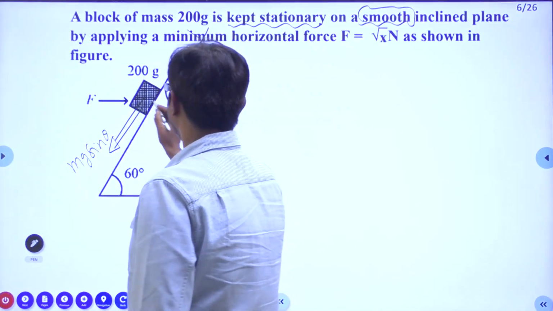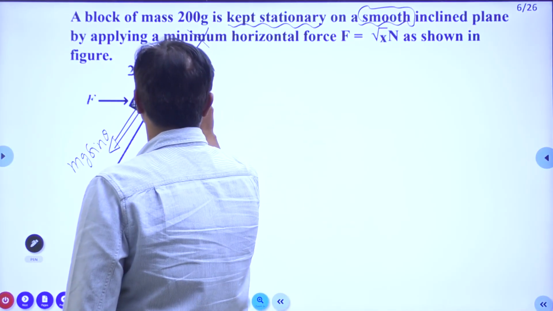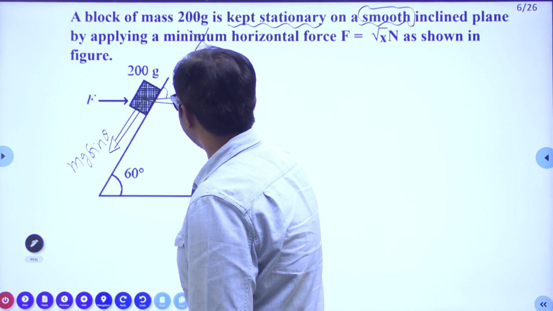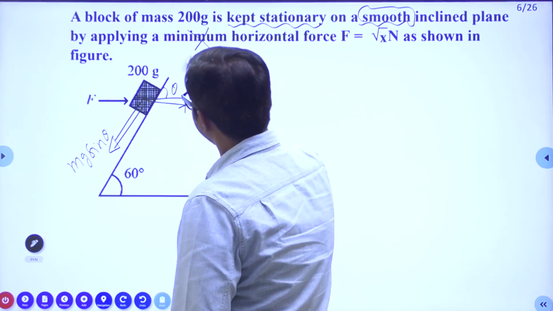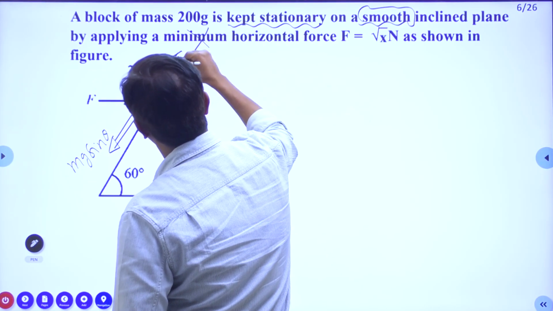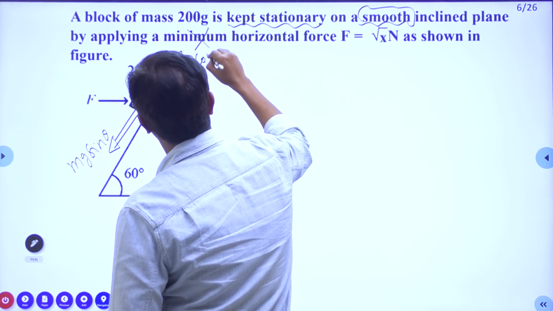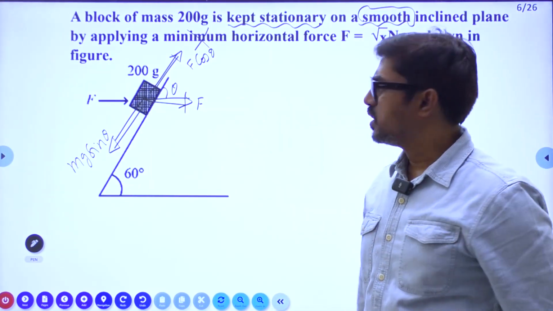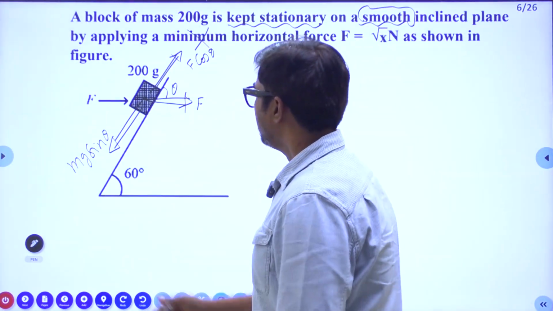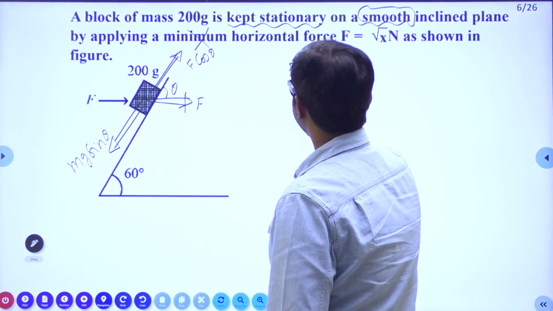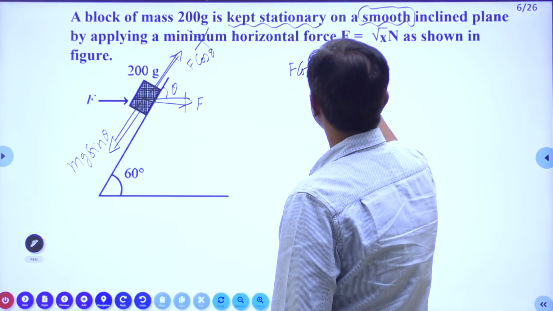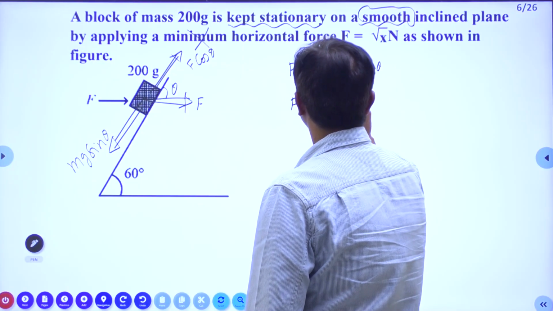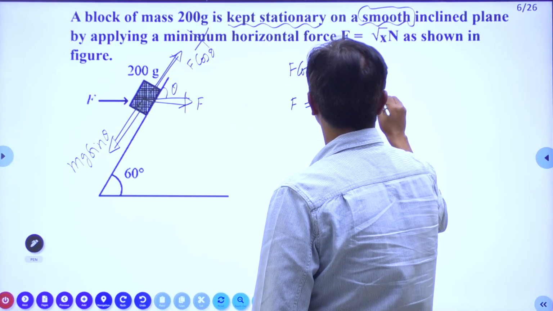Who is balancing it? You have the applied force in this direction. I'm just taking the line of action pushed this way. If this is theta, this will also be theta. Then the F component along the incline is going to be the adjacent side, so it will become F cos theta. F sin theta and the normal reaction will balance each other. Don't worry about it. Along the incline, only two forces are there: F cos theta must be equal to mg sin theta, or otherwise F equals mg tan theta.